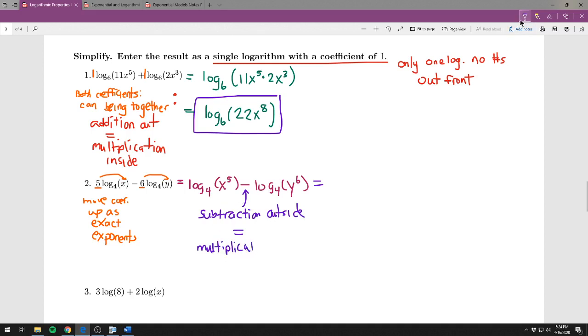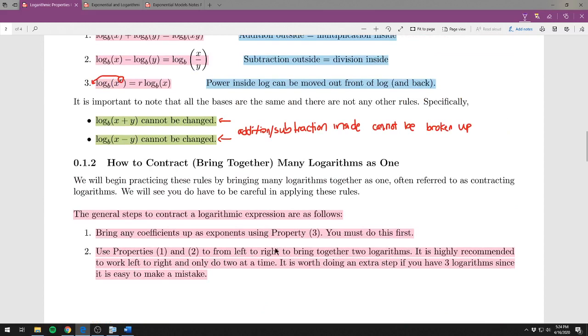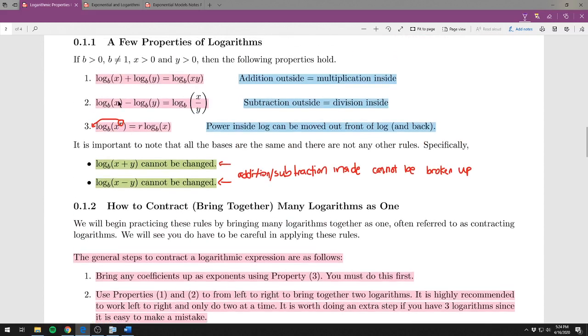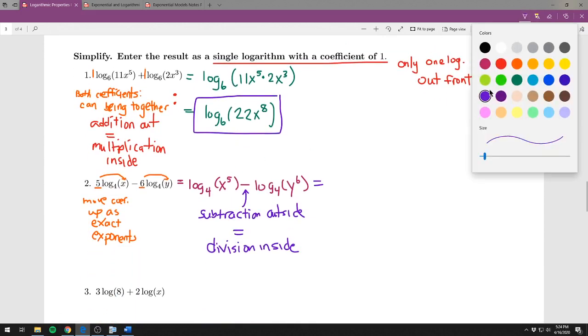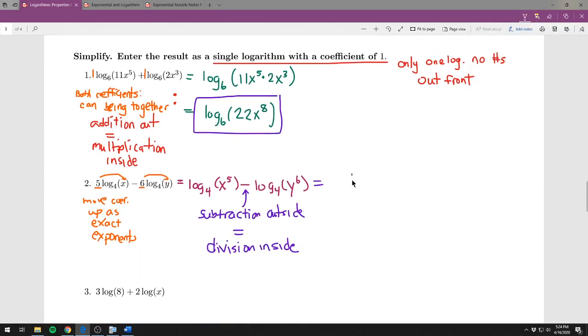Well, I said multiplication, and that's clearly going to contradict what the rules are. Subtraction outside is division inside. All right, that's rule number 2 up here. My apologies. Subtraction outside is division inside. All right, and the order of division matters. Make sure you do it in the correct order.